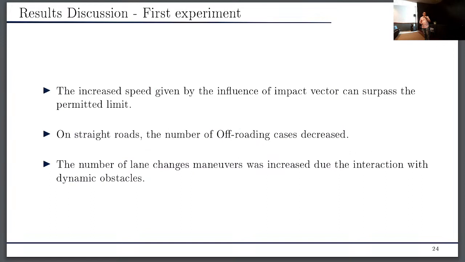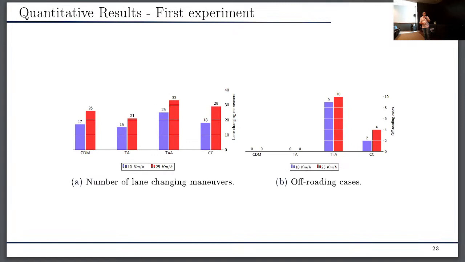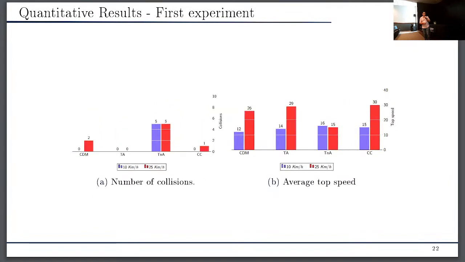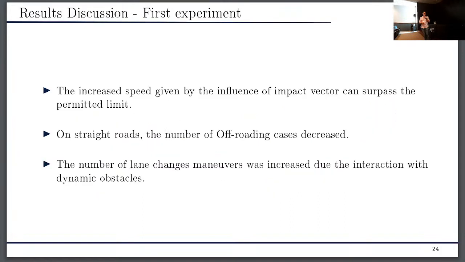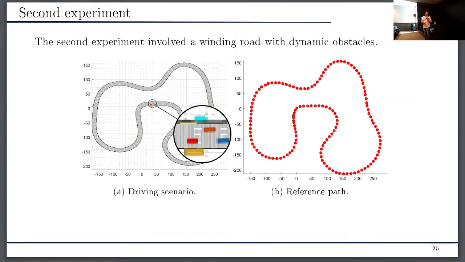The increased speed given by the influence of the impact vectors can surpass the limit. We can see the limits for the experiments were 25 kilometers per hour and 10 kilometers per hour. We observed that the top speed for the adjusted TOPSIS goes beyond this limit. On a straight road, the number of off-roading cases was reduced because the geometry of the road didn't hinder the functionality of the path planning algorithm. The number of lane changing maneuvers was increased due to the interaction with the dynamic obstacles.